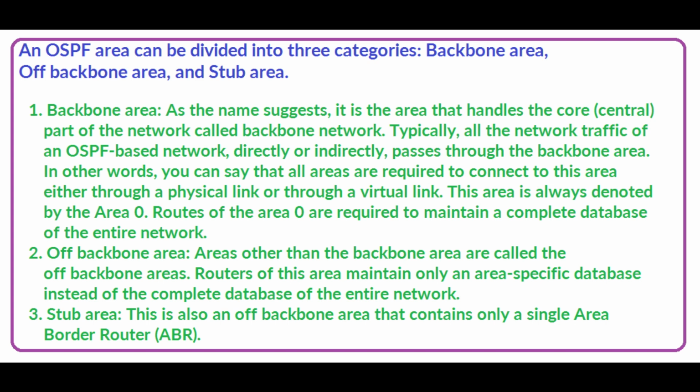2. Off-backbone area. Areas other than the backbone area are called the off-backbone areas. Routers of this area maintain only an area-specific database instead of the complete database of the entire network. 3. Stub area. This is also an off-backbone area that contains only a single area border router, ABR.